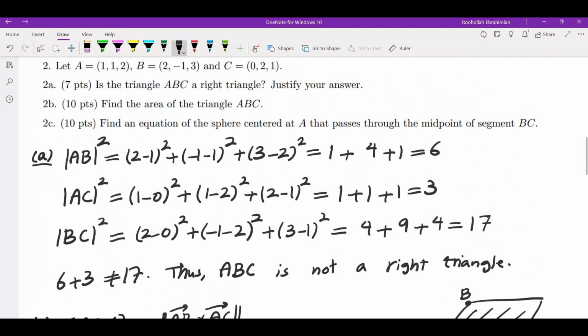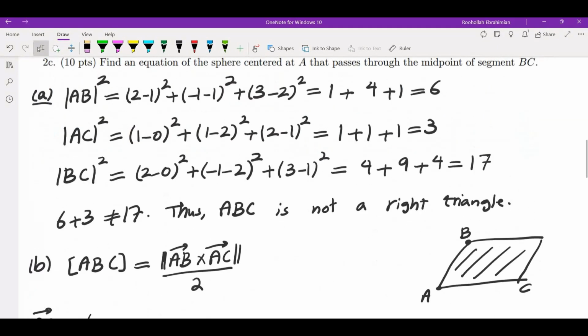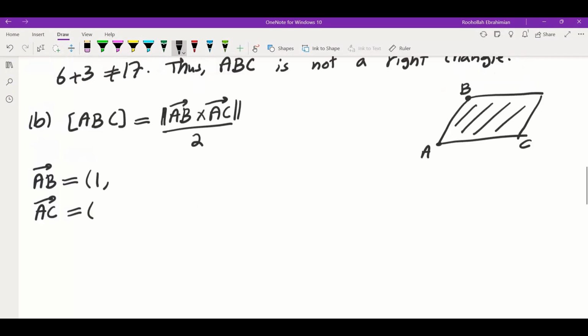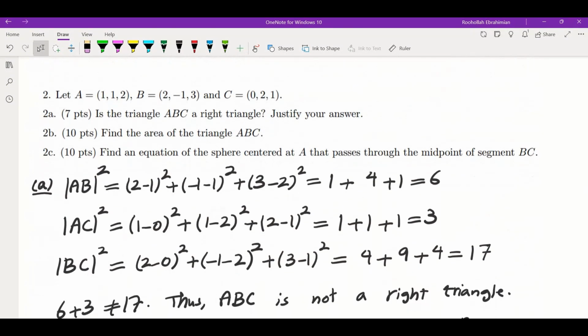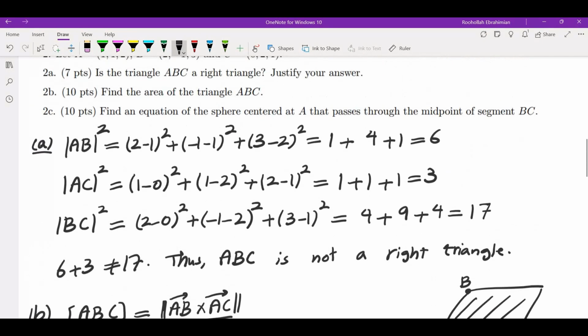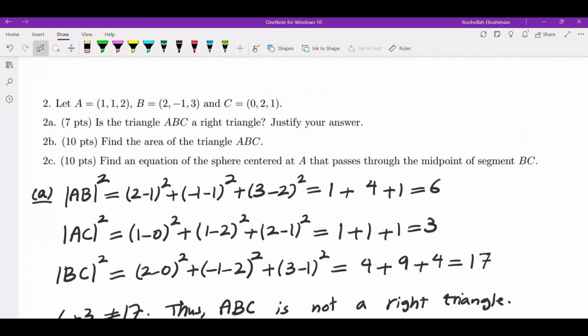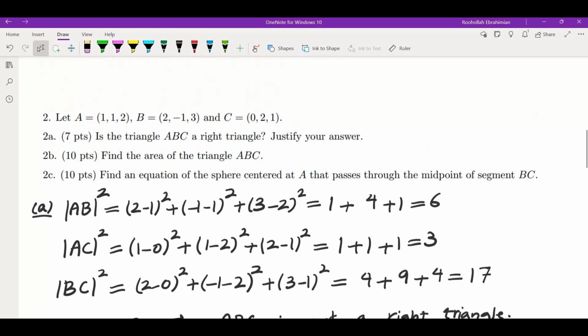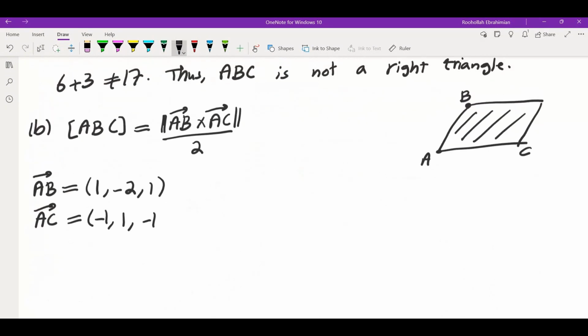So AB, so B minus A, 2 minus 1, that's 1, minus 1 minus 1, so that's negative 2, and then 3 minus 2, that is 1. AC, we do C minus A, so 0 minus 1, 2 minus 1, so negative 1, 1, and then the last component is negative 1.